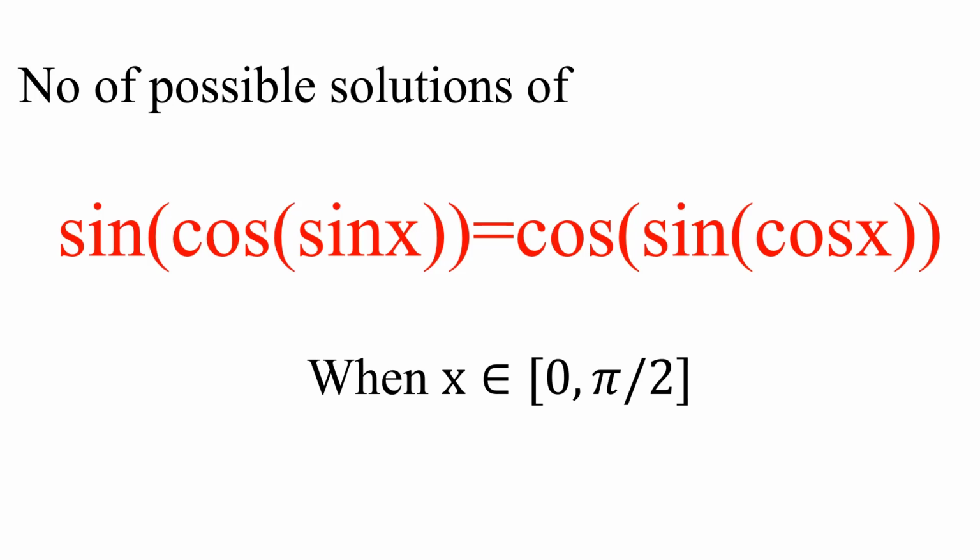Today I'm going to discuss a very interesting problem. It's a trigonometric problem of finding the number of solutions, but with compositions of functions. In the case of compositions of functions, you can think of such problems like sin of sin x or sin of cos x, etc. So in this case I have considered the number of solutions of sin of sin x equal to cos of sin of cos x, where x lies in the interval 0 to pi by 2.